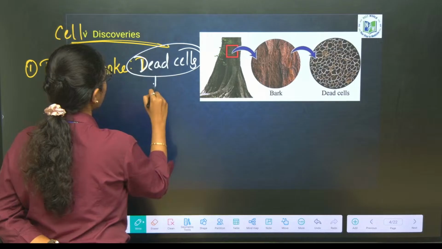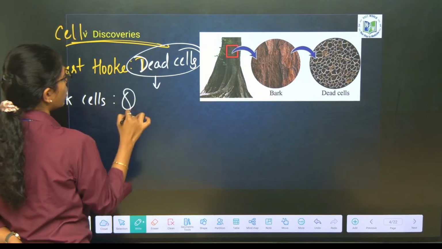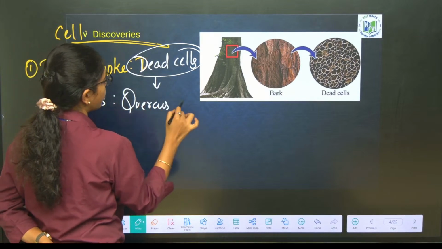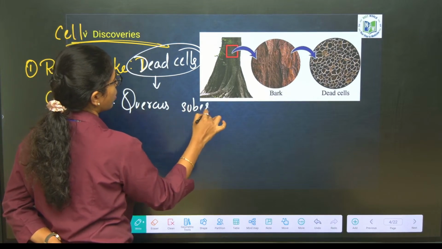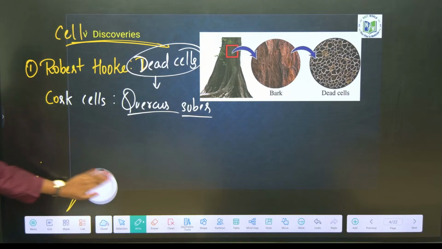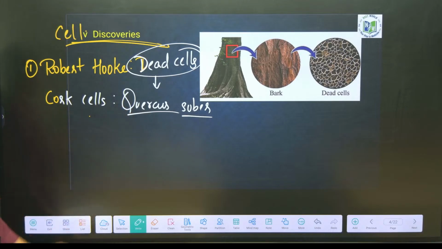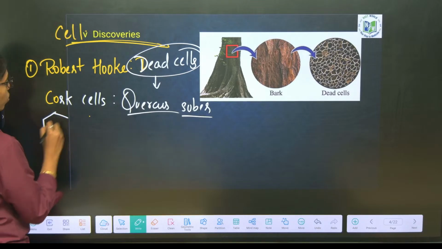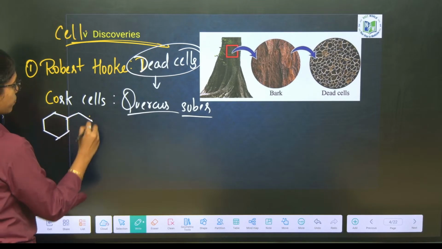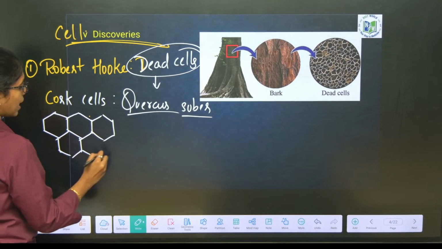from cork cells of which plant? Quercus suber. I will let you know tomorrow. Okay, Quercus suber is the scientific name. Fine. So here if you see Robert Hooke, he has discovered what? Dead cells, cork cells from Quercus suber. How did he identify these dead cells? As honeycomb structures without any protoplasm. As honeycomb structures without any protoplasm he has identified.